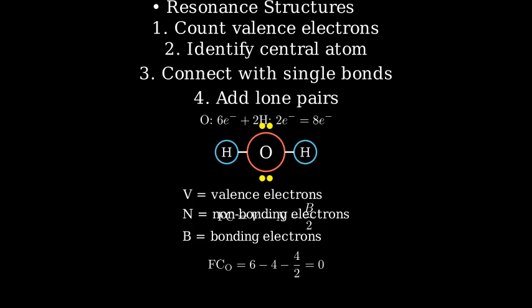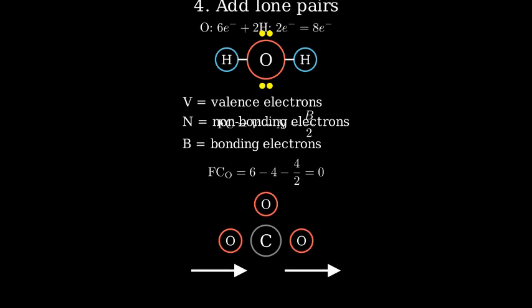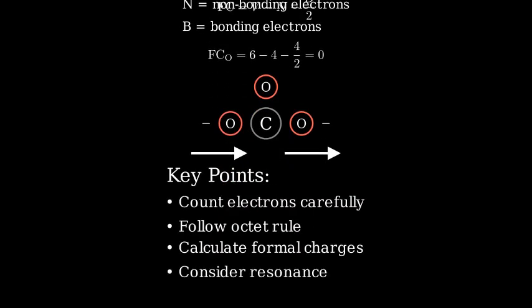Let's look at a more complex example, the carbonate ion. Here's the basic structure with carbon in the center and 3 oxygens around it. The carbonate ion shows resonance, where the double bond can be drawn in 3 different positions. Each oxygen with a single bond gets a negative formal charge, while the oxygen with a double bond has no charge. Remember these key points when drawing Lewis structures.